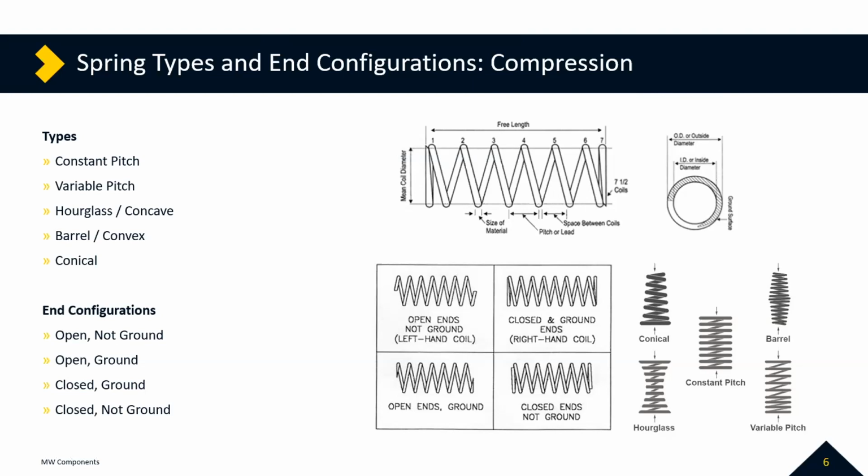There's barrel springs, which again help you achieve variable rates, and a conical spring, which is also a very common design spring, where the advantage is you could design the same spring dimensions and get a higher rate in a smaller space. When we talk about end configurations, the most common ones we see are open, not ground, open ground, closed ground, and closed, not ground.